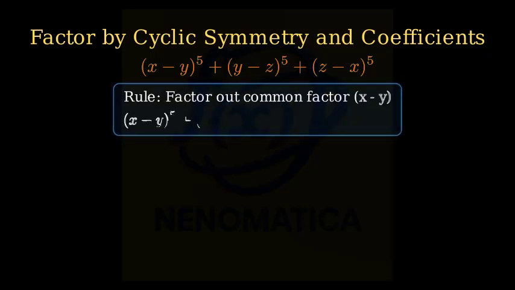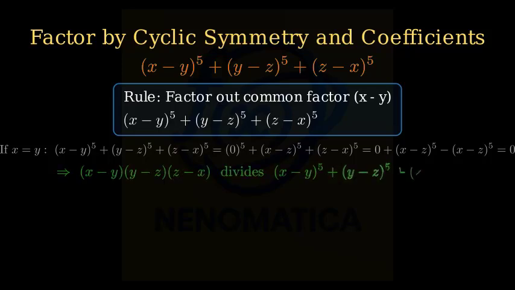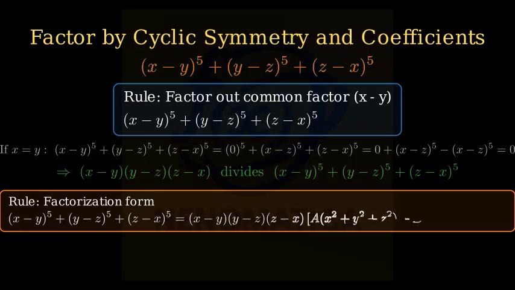Let us record this rule. Set x equal to y on the left side. We get 0, so x - y divides the expression. By the same reasoning, y - z and z - x are factors, so their product divides the expression. Step 2. We now write the factorization in the standard symmetric form, the cubic factor multiplied by a quadratic symmetric expression. This gives the template with two unknown coefficients, a and b.